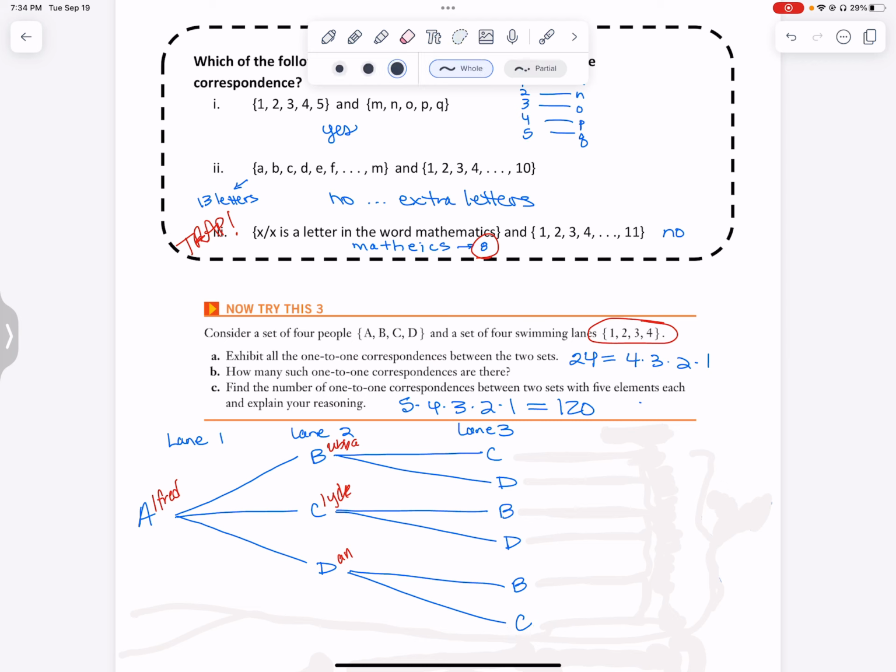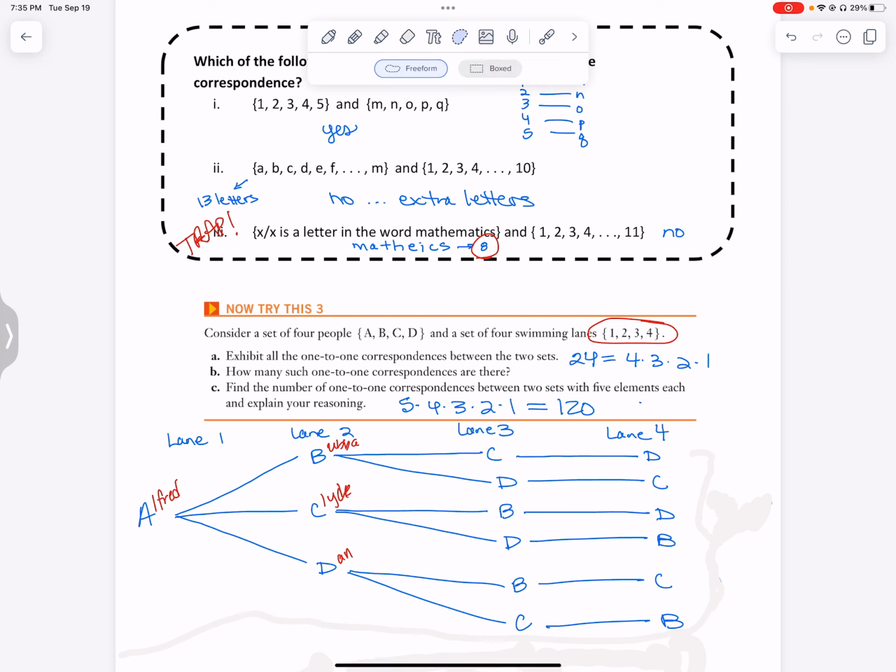And then let's go to lane 4. So here's our lane 4. Notice you've got Alfred in the first one, Bubba in the second one, Clyde in the third one, then Dan's the only one left. But if Dan was in that third lane, now Clyde's the only one left. So you could follow this. That tells me the first way that we could put those 4 people in our lanes.